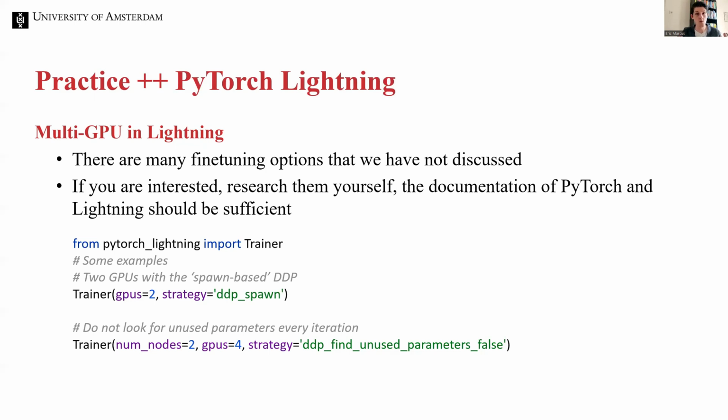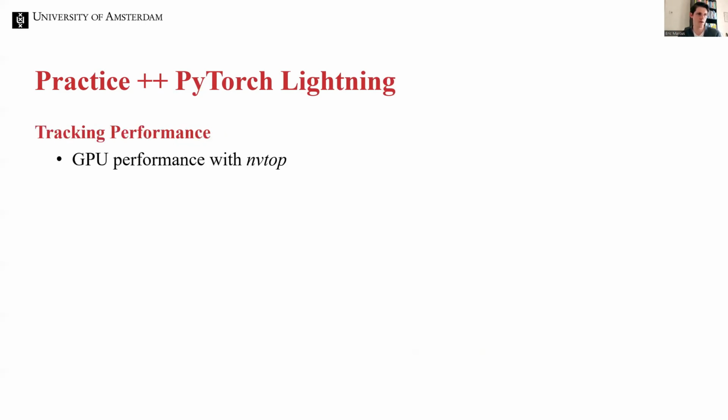As I said, it will work very easily, but at some point you will think, oh, can I do better? And then usually there are some things you can do better. But the documentation of PyTorch and Lightning is usually quite sufficient to get it going. So the conclusion is that in PyTorch Lightning everything is super easy. They really made it very convenient. So next thing is tracking performance.